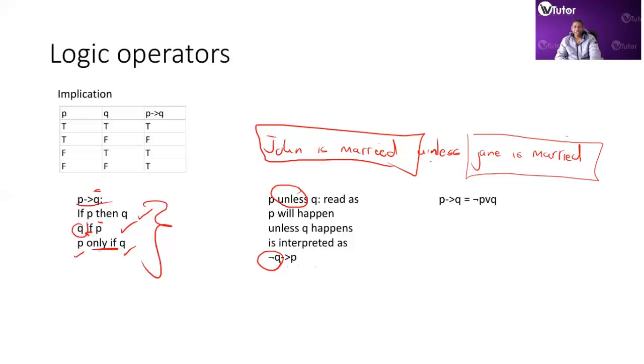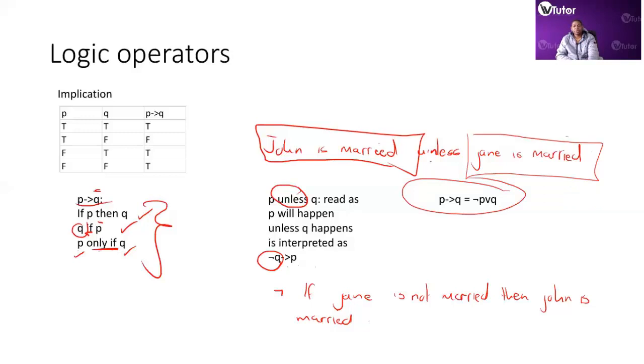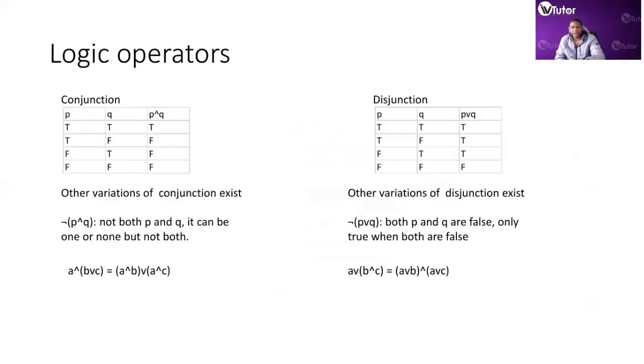So P unless Q, we have got not Q implies P. If Jane is not married, then John is married. If Jane is not married, then John is. And this is also an equivalence to say P implies Q is the same as not P or Q. When you draw the truth table, you can observe the equivalence there.